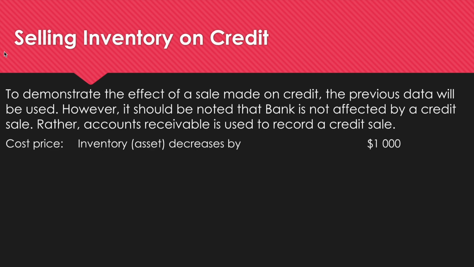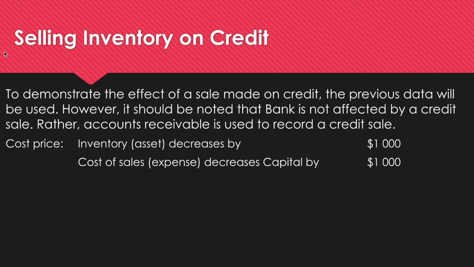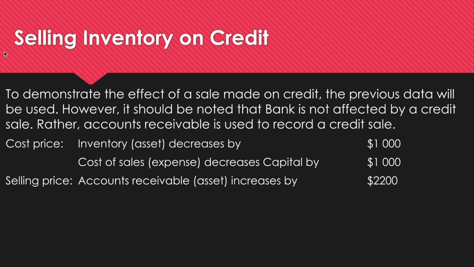So, cost price inventory obviously is an asset, decreases by $1,000. Let's think of this like another example. So, now the cost of sales, which is an expense, decreases capital by 1,000. So that's the second effect. And the selling price, accounts receivable, which is also an asset, increases by 2,200, right?